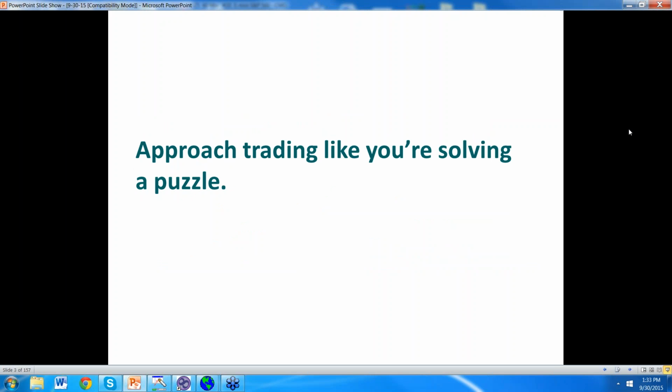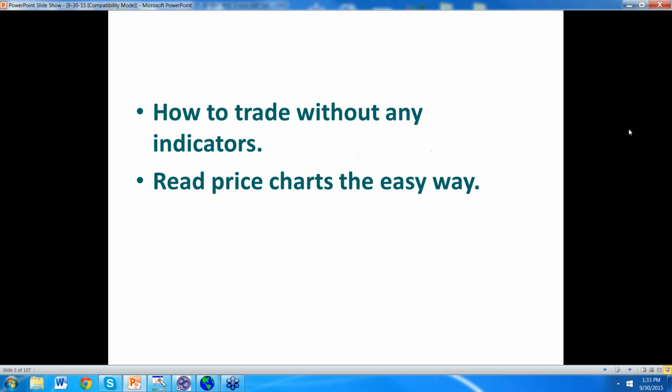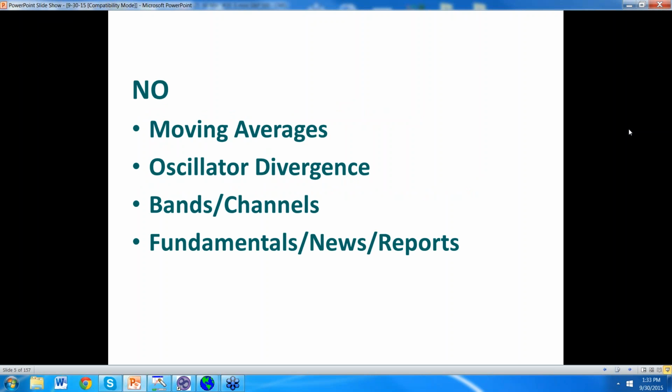Today we'll talk about how you can approach trading like you're solving a puzzle. How to trade without any indicators, how to read price charts the easy way. Today we won't be talking about moving averages, oscillator divergence, no bands or channels. We will not be talking about fundamental news and reports and all that. Having said that, you can use all of these along with what you're going to learn today.